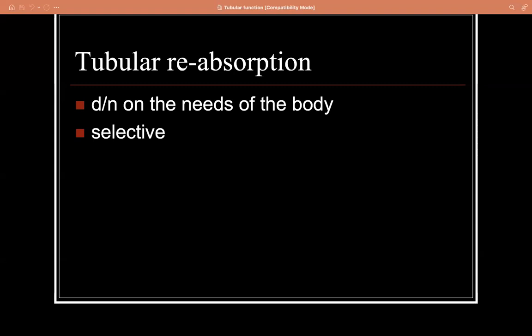So this is going to be what we refer to as the tubular function. And I'm going to emphasize only on the aspects that I think are important for you as a second year medical student who is about to be released to the third year to start doing clinical work. Next.